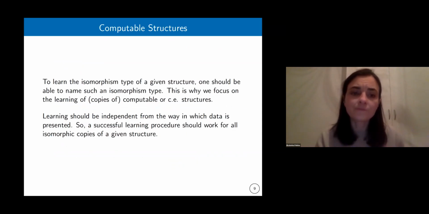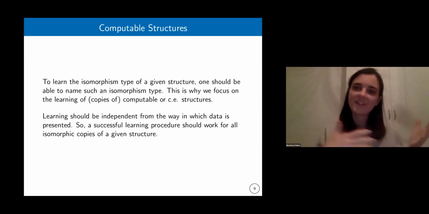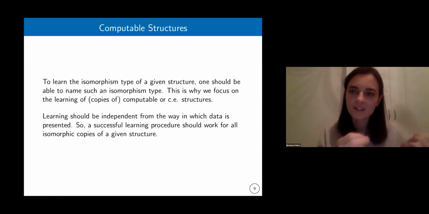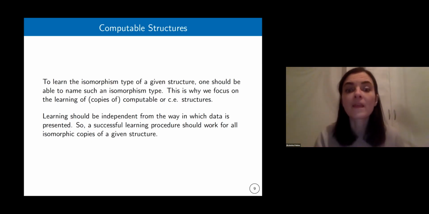Okay, and to learn those isomorphism types, we need to be able to name them somehow. So here we focus mostly on learning of copies of computable or computably enumerable structures, or in general some kind of structures that can be named in a nice way, can be enumerated, that can get natural numbers as their names. Now, on the other hand, we want the process of learning to be independent of the way in which the data appears and is given to us.